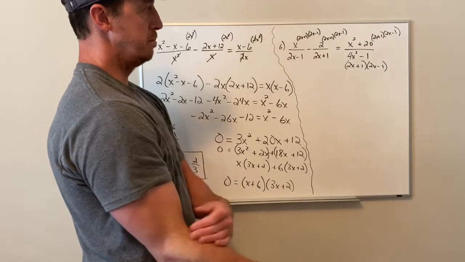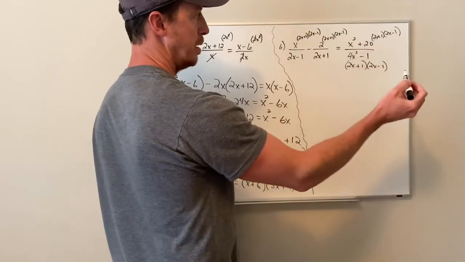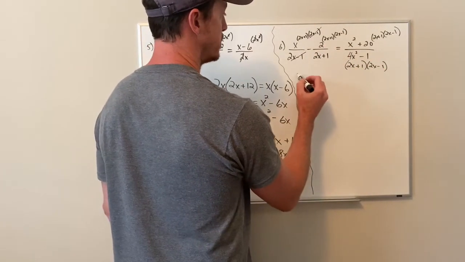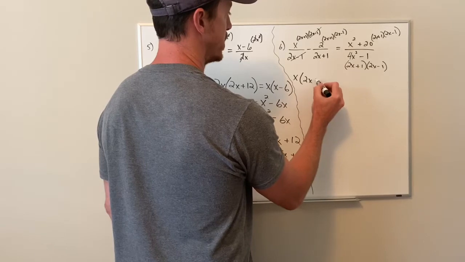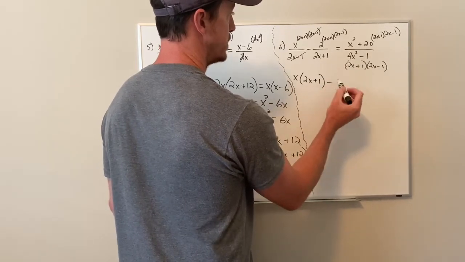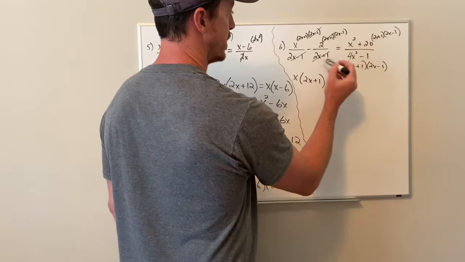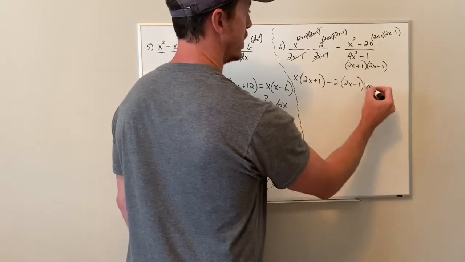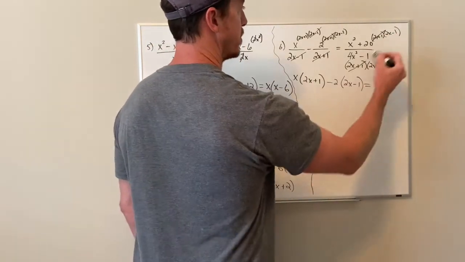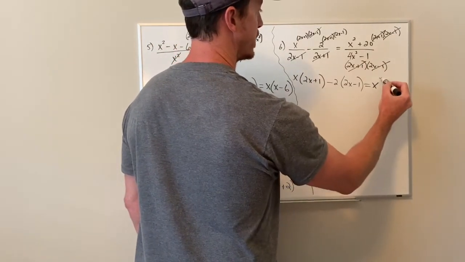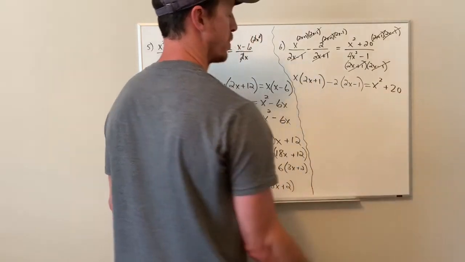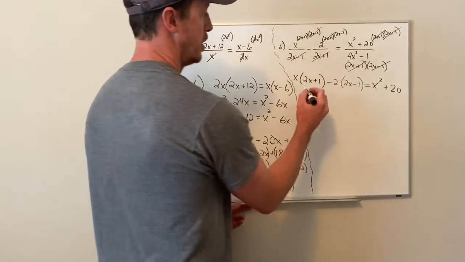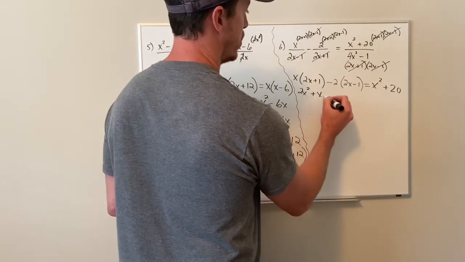And so then, we made it way uglier than it was, but now it's about to get a lot nicer. Here the 2x minus 1's cancel. That leaves you with x times 2x plus 1 minus. Here the 2x plus 1's cancel. So that's 2 times 2x minus 1 equals, well here everything canceled. So we're just left with x squared plus 20. Now we got an equation with no fractions, that was our goal. And so just regular old algebra stuff.